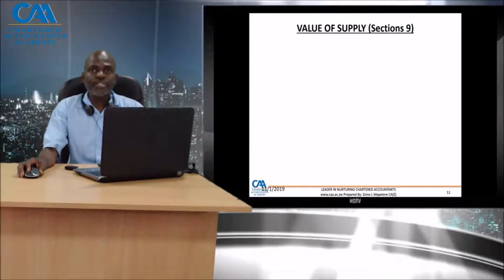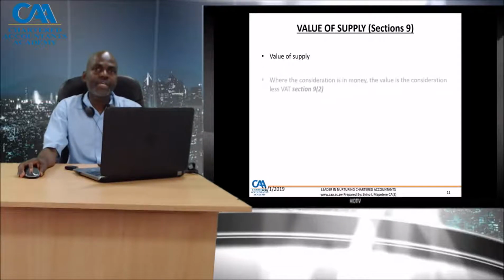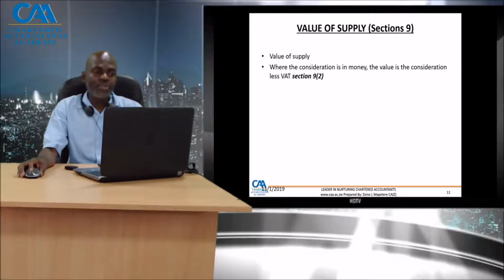The last of the 4 questions would be, what value? Now that I know the rate and I know when I'm supposed to raise the VAT, at what value must I apply the rate so that I come up with the VAT itself? So section 9 deals with rules around the value of the supply. And again, with the value of supply, there will be a general rule, which is value of supply is the consideration less VAT.